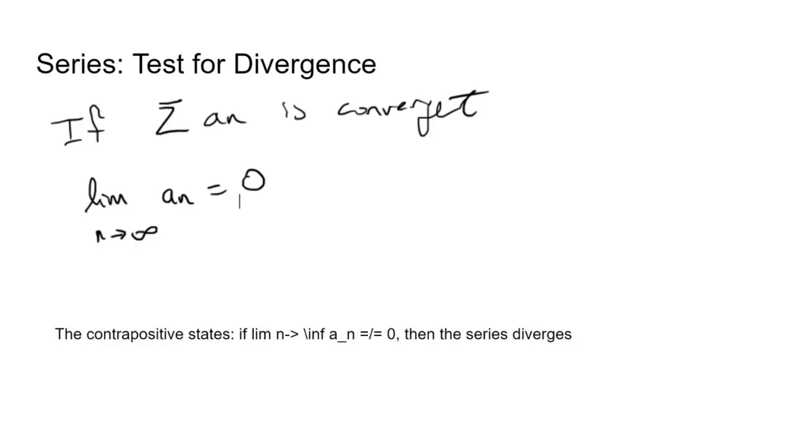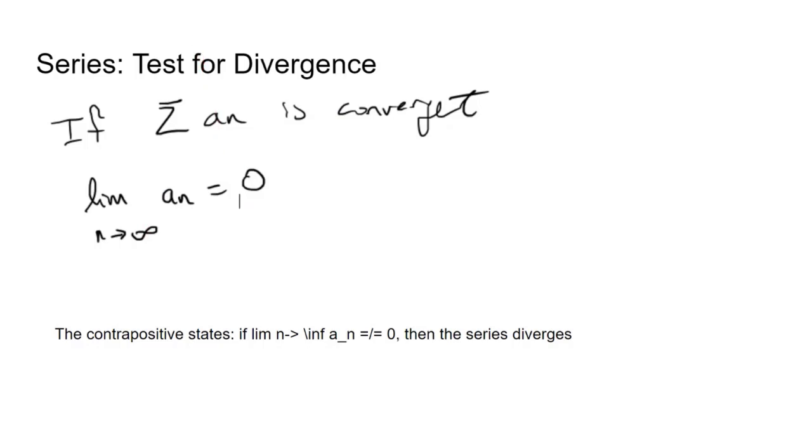It just tells us it doesn't converge. It doesn't tell us a whole lot. So we can rule things out with this one, basically. So if this is convergent, then the limit of the sequence has to be 0.